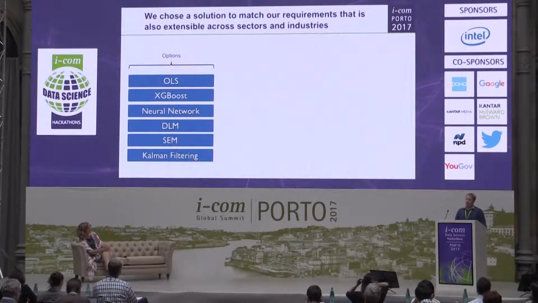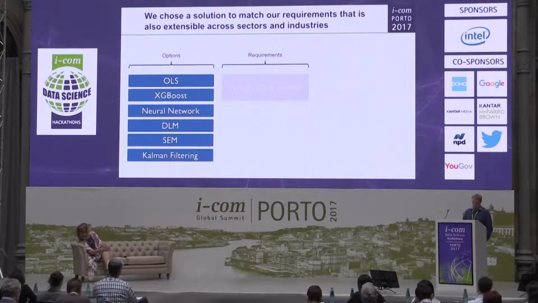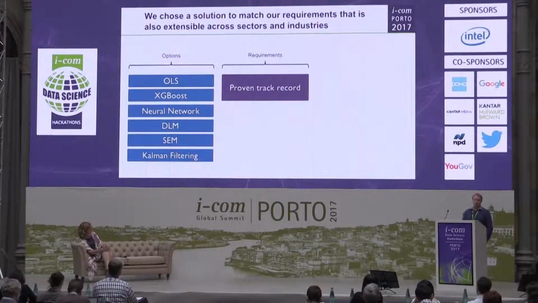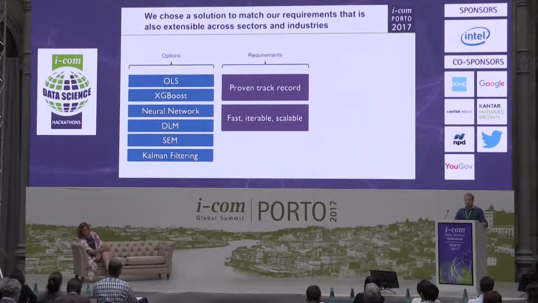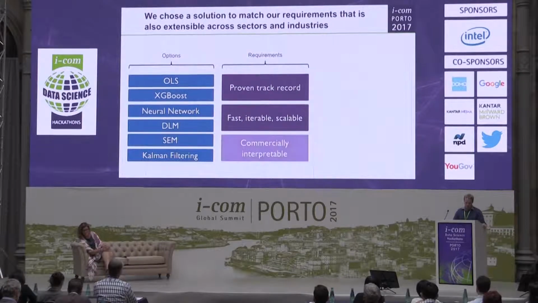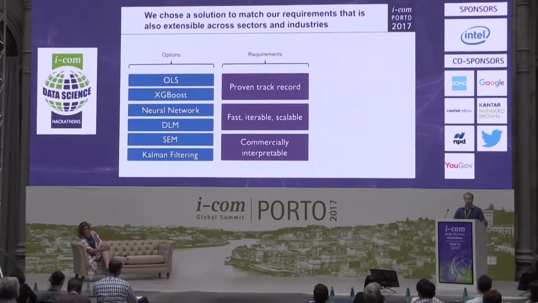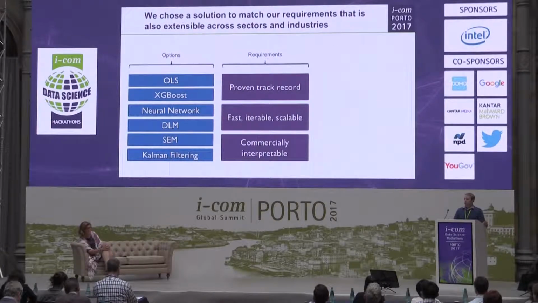So we had a lot of options for the approach that we used to do this. But actually, we took a step back and said, we have a set of requirements that we want to fulfill. The first of those is that we wanted something with a proven track record, something that we know will work. We wanted something that was fast and iterable and scalable. This is the first time that we've ever looked at this data. We wanted the ability to make mistakes, to go into rabbit holes, and be able to get out of that quickly without losing too much time. And finally, as this was a business challenge, ultimately we wanted something that was commercially interpretable, something that would give actionable insights for Intel themselves.